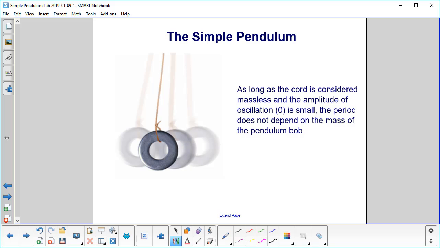To reinforce that statement: as long as the cord is considered massless, and we're making that assumption, and the amplitude of the oscillation, that's the degrees that you move out from the vertical, is small, less than 15 degrees, the period does not depend on the mass of the pendulum bob.